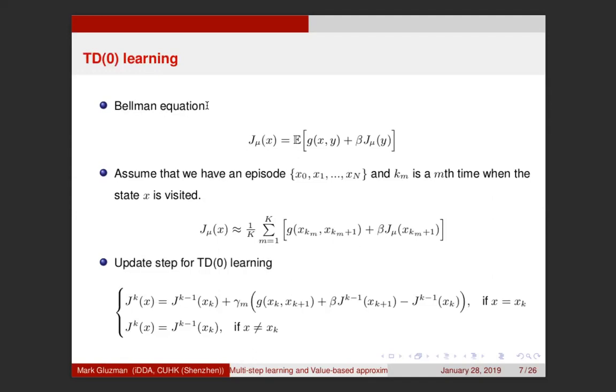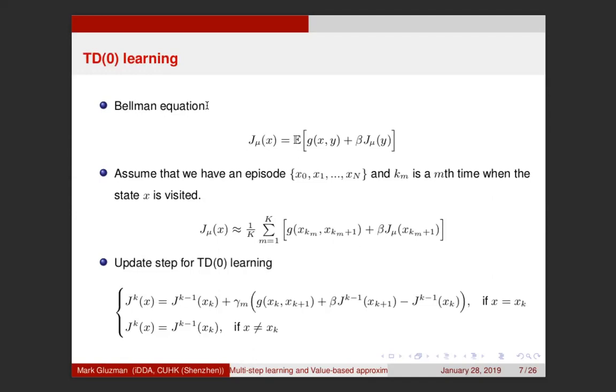So in this case, the variance will be less because we estimate G_k(x) only based on the one-step plus the estimation of the value function. So convergence of TD0 learning is much better than just the Monte Carlo approach. However, there is a drawback.